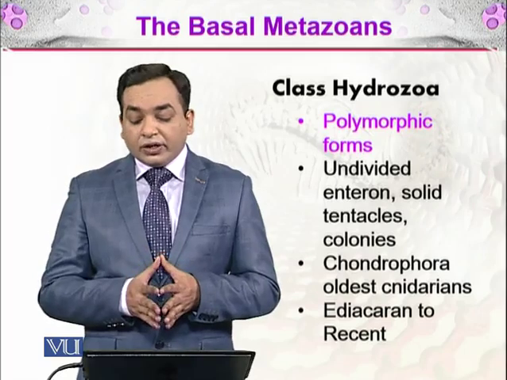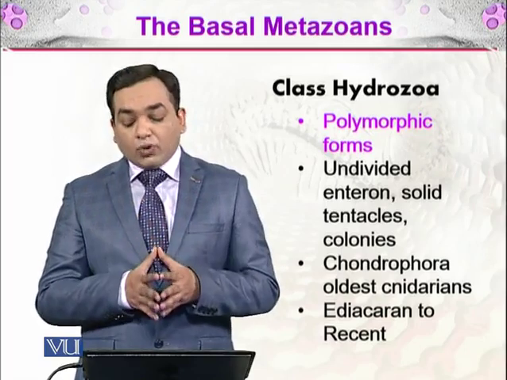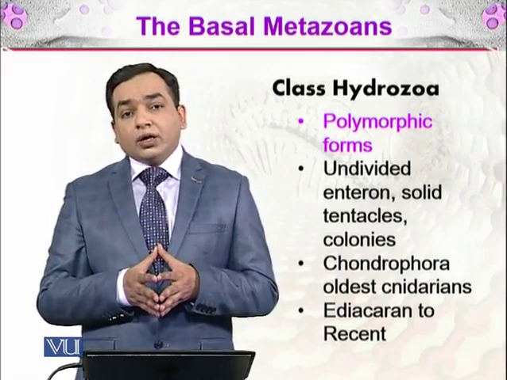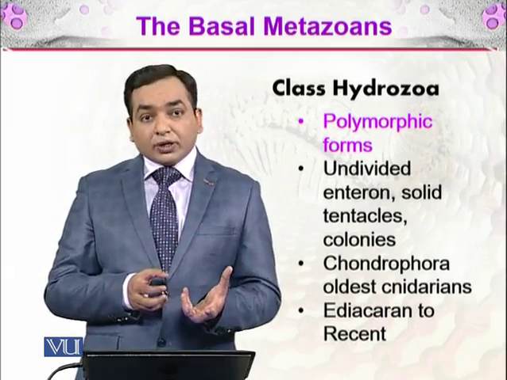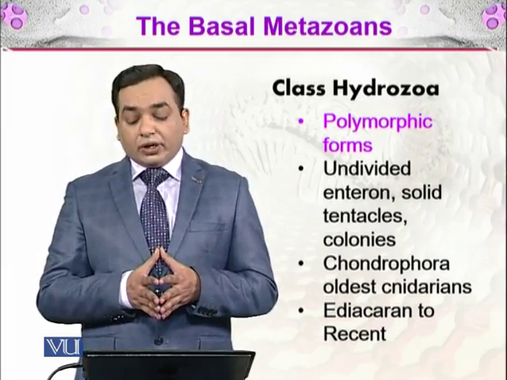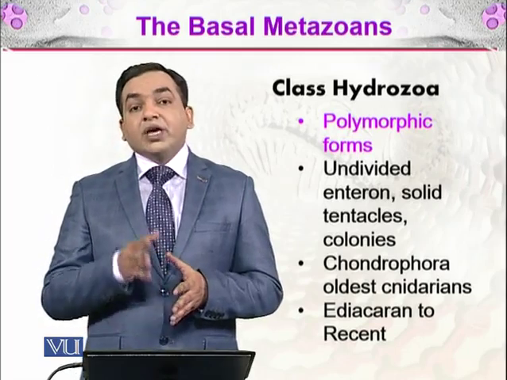And they have an undivided enteron. Enteron is the internal cavity that they form, in which they take in all the food. It is sort of a stomach, a very ancient stomach, because they take the food in and then they digest the food in that enteron. And they have solid tentacles and they make colonies.